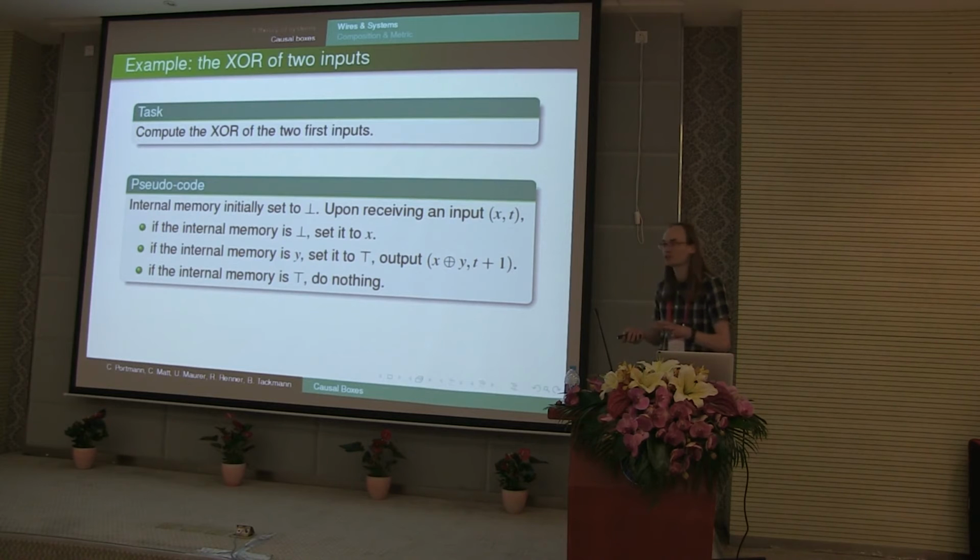If you look at a standard computer science paper, they're going to probably give you some kind of pseudocode like this. They're going to say, well, the internal memory is initially empty, and then when you receive something, you do the following. If the memory is empty, you store the value. If the internal memory already has a value, you output the XOR of both, and you write in your memory that you're done. And if you're done, you do nothing. So you're going to output it at, say, the next time step.